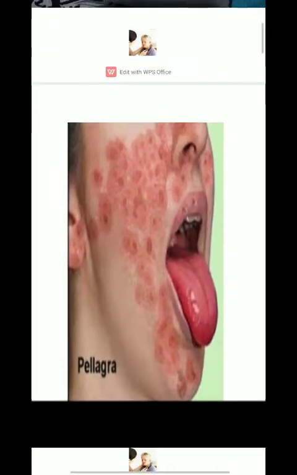As you can see in the picture, this disease is called pellagra and it is characterized by inflamed scaly skin. The skin seems to be burnt. We can see the tongue of the person. It is red and thickened. The throat becomes sore and severe conditions may lead to death.